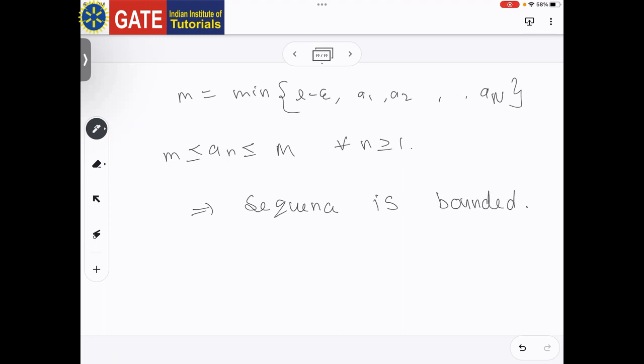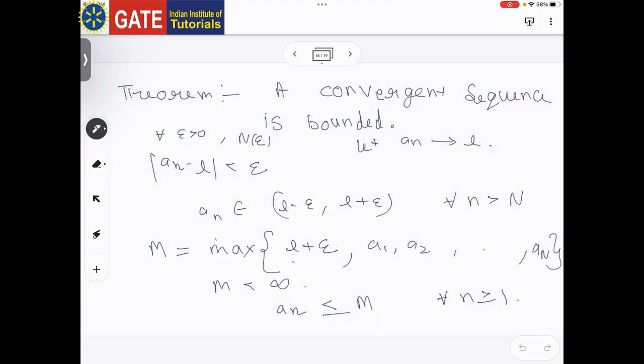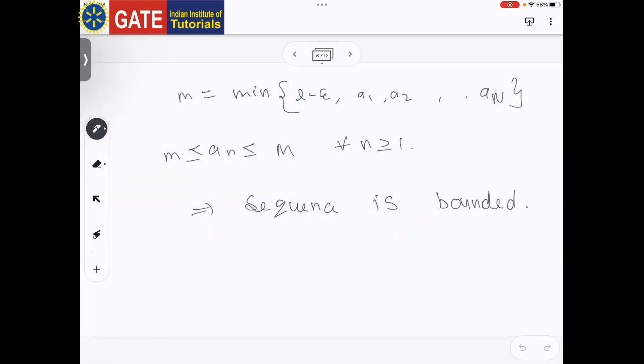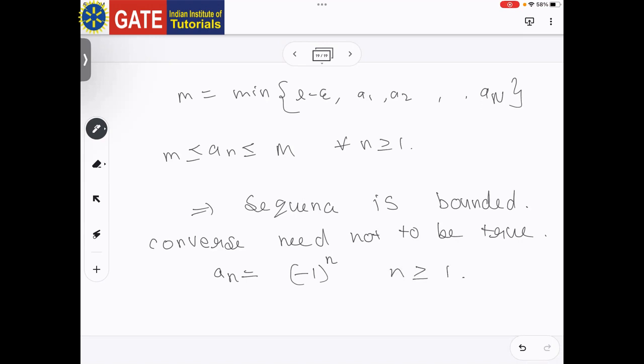Sir, but the converse is not true, na? Huh? The converse need not be true. I can give you an example. Consider a_n to be minus 1 raised to the power n. This sequence is like minus 1, plus 1, minus 1, plus 1. This sequence is bounded, right? Yes, sir. a_n is between 2 and minus 2, or 1 you can also say. So the sequence is bounded.